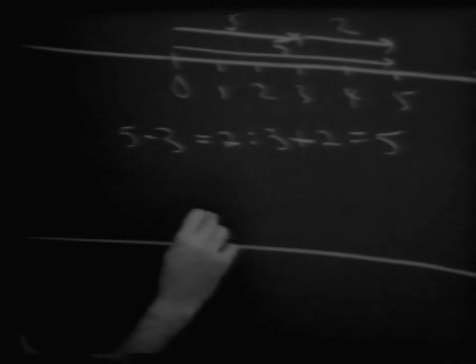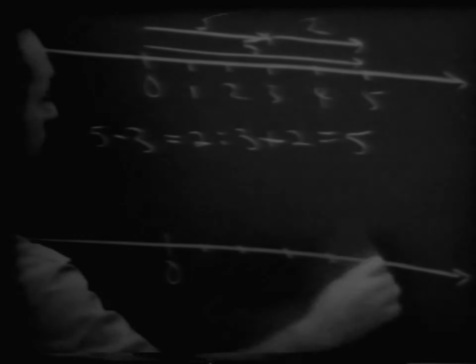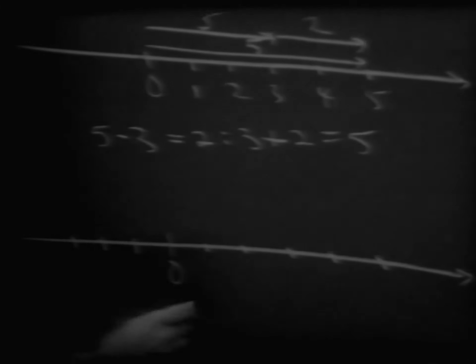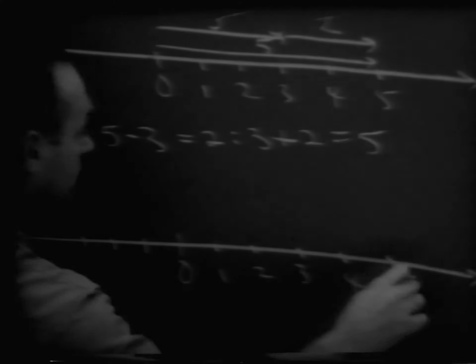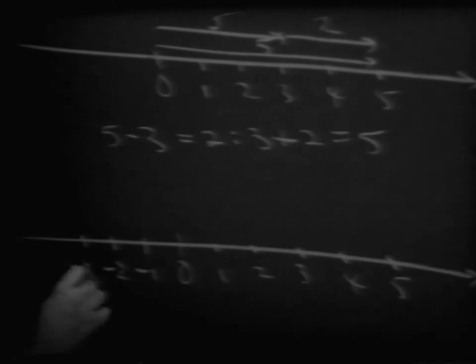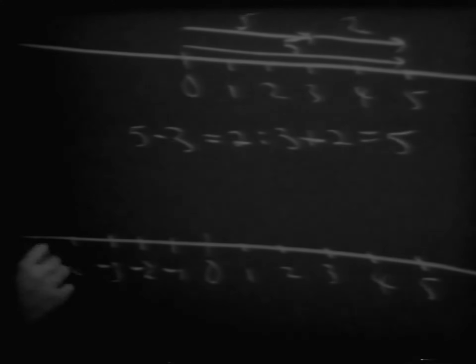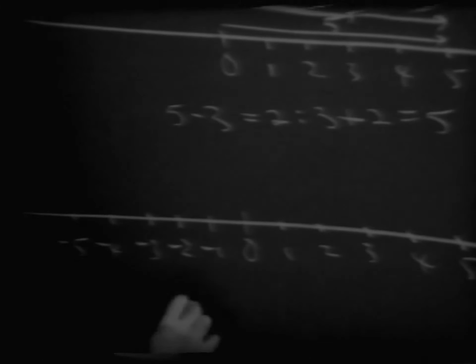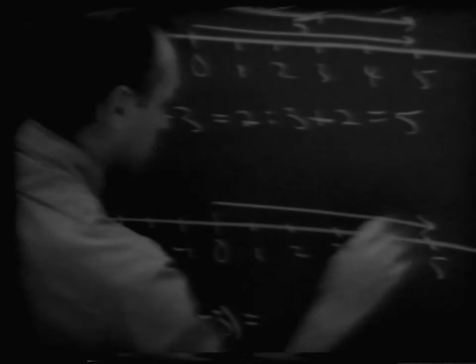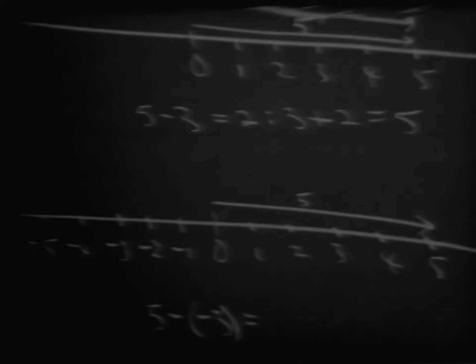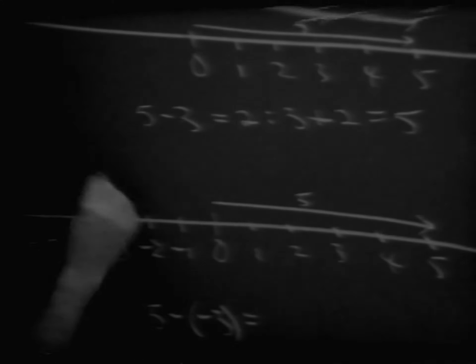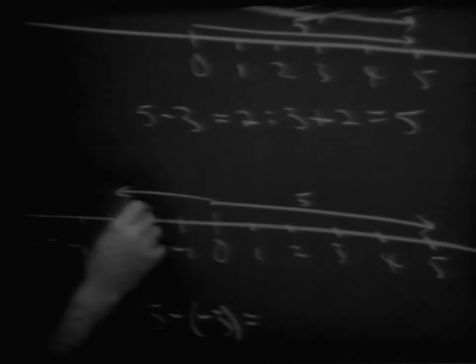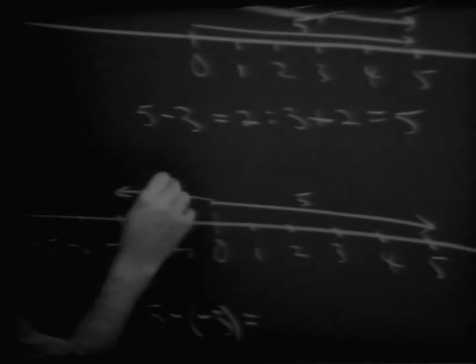In this case, here's 0, there's 1, 2, 3, 4, 5. Well, let's continue now on the negative side. Negative 1, negative 2, negative 3, negative 4, negative 5. Now, in this example, what I'd like to do is to write 5 minus, in this case, let's write negative 3. All right? Now, our number associated with this line with this arrow is the number 5. And associated with this one there is negative 3. Is that right?